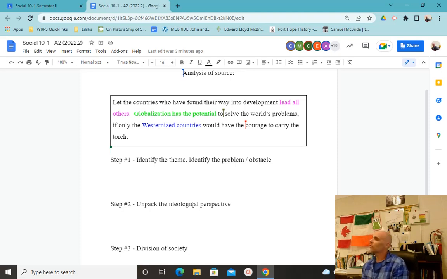Slaves, yeah. So the English, some of the colonies used slaves. Definitely slaves were burdened with the Americans finding their way, right? Let the countries who found their way into development. Well, America didn't just find its way. It developed by exploiting, by passing the burden on to slaves.